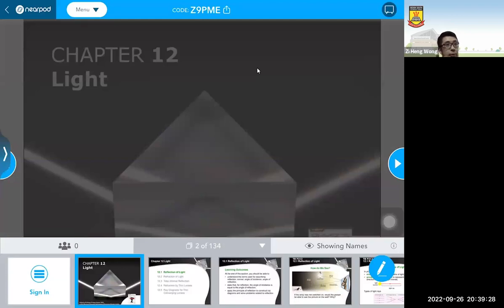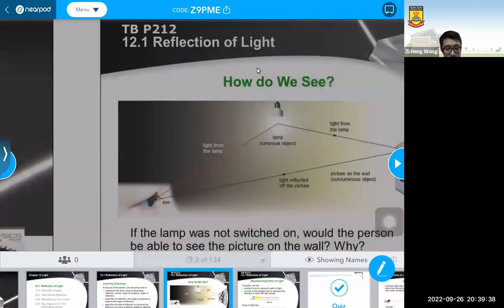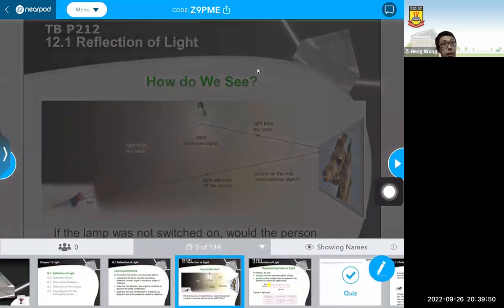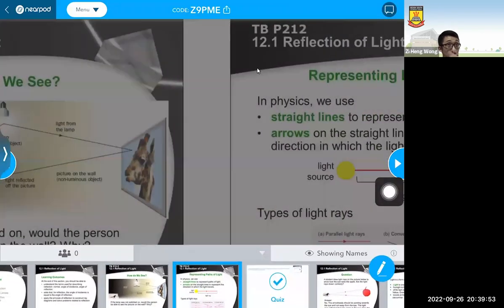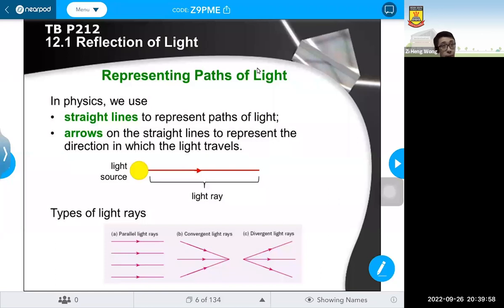So light has three main areas: reflection, refraction, and lenses. Okay, so key things to know for reflection. First thing is, how do you see things? Basically, a luminous object will emit its own light. Non-luminous, you need to see from reflected light, so it just bounces off. Then we represent light with straight lines and arrows. I did mention also in class today, where we draw light, always a straight line with arrows.